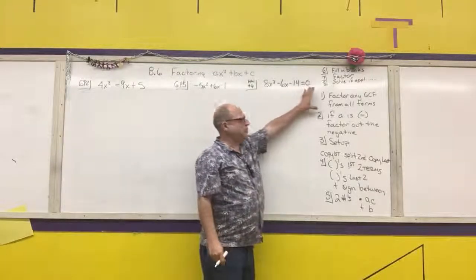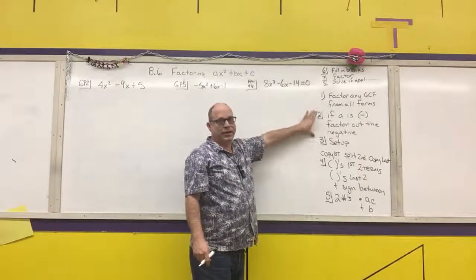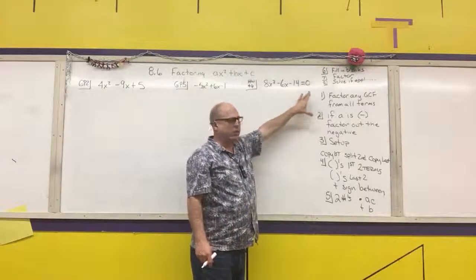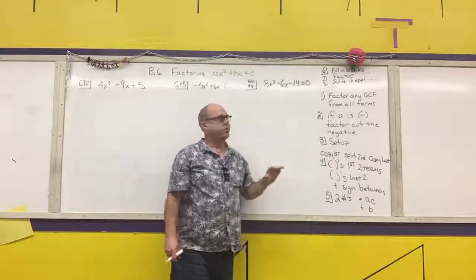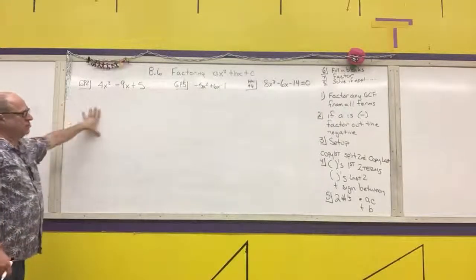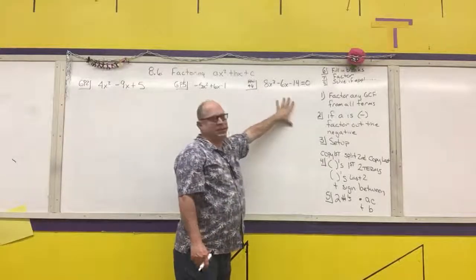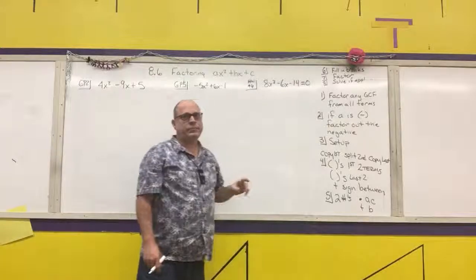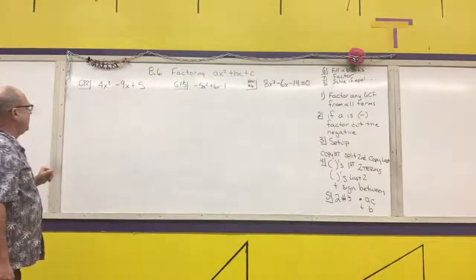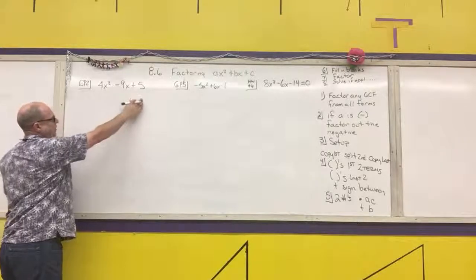If there is not a common factor, or if the first sign is not negative, then I can skip step 1 and/or step 2. So I have examples of skipping steps 1 and 2, skipping step 1, and then this one will be skipping step 2. So first example, guided practice 2, 4x squared minus 9x plus 5.